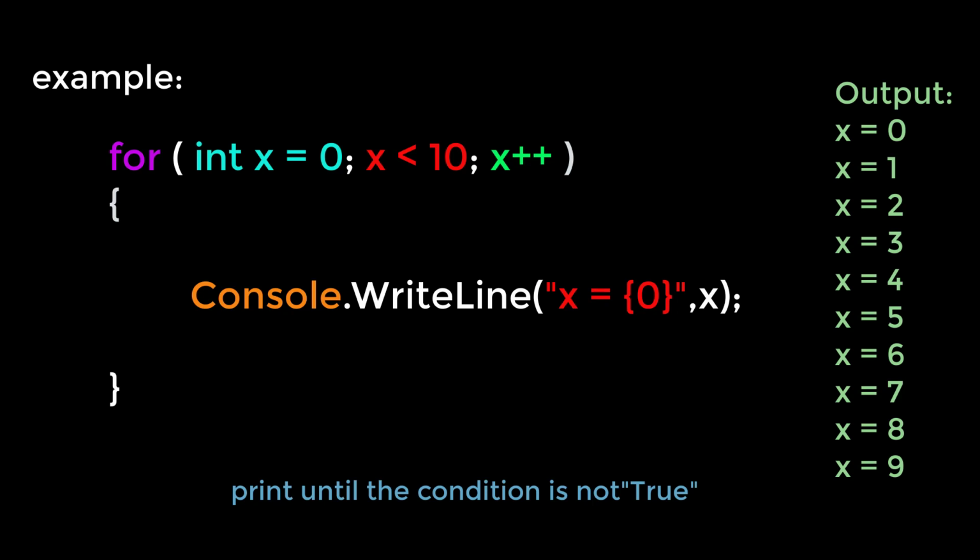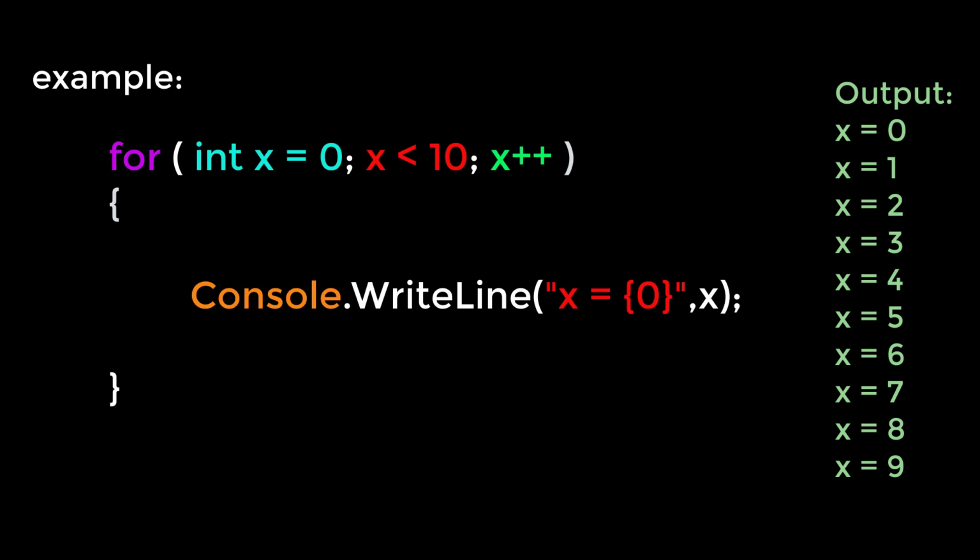If x is equal to 10, our condition is x only less than 10, not equal to 10, so the loop will be terminated. So it will print from 0 to 9. Okay?